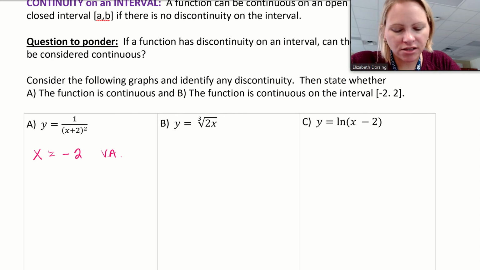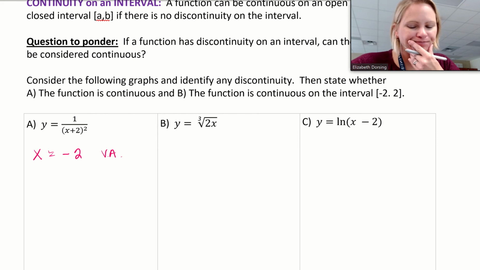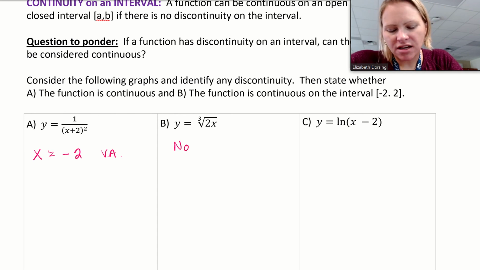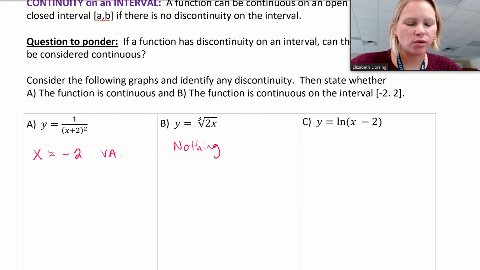Let's take a look at this guy. So we've got the cube root of 2x. Maybe there's nothing there. Maybe there's no problems. I don't think there's anything. I can cube root a negative, right? So there's no discontinuity, nothing there to worry about, and we'll confirm it with the graph.